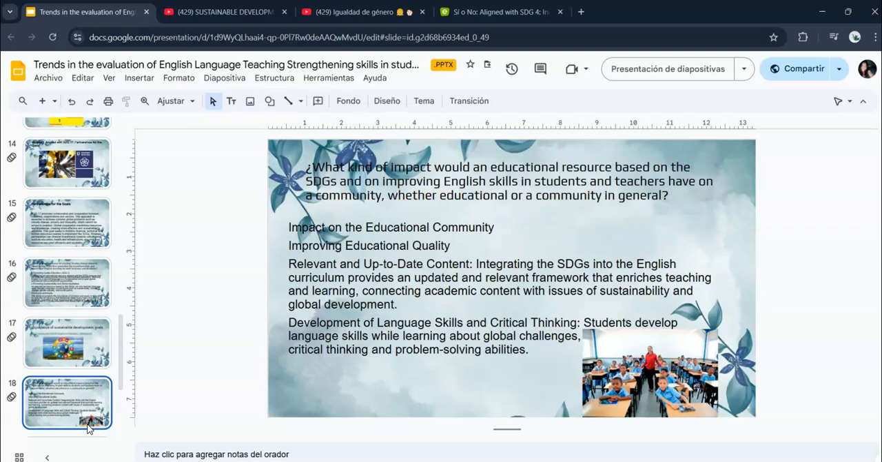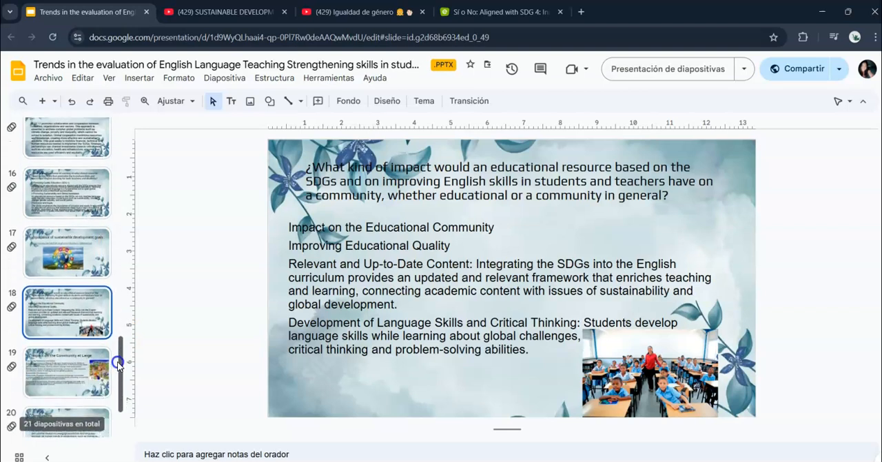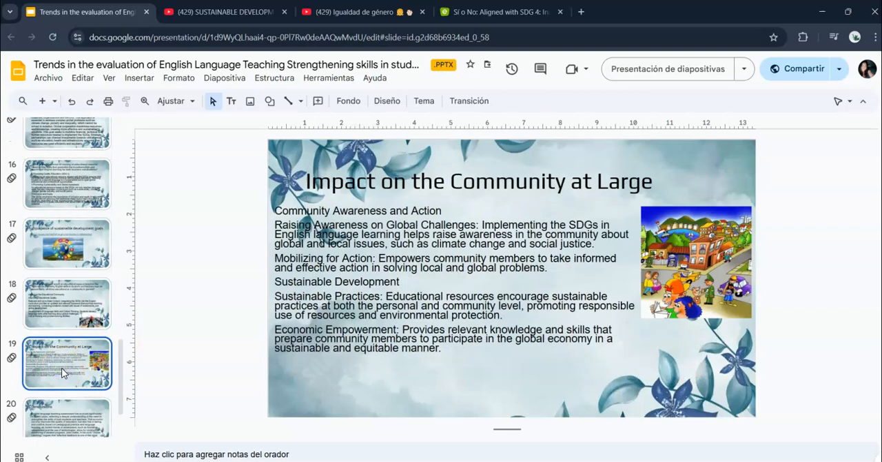Next question. What kind of impact will an educational resource based on the SDG and improvement of English skills in students and teachers have on a community, whether educational or a community in general? Impact on the educational community: improving educational quality and development of language skills and critical thinking. Impact on the community at large.